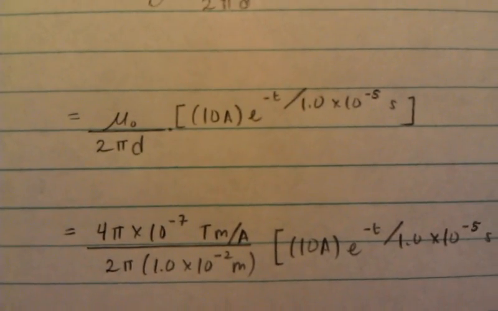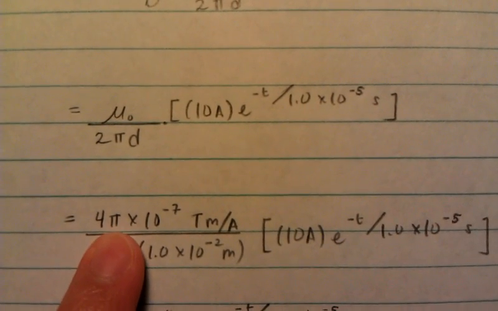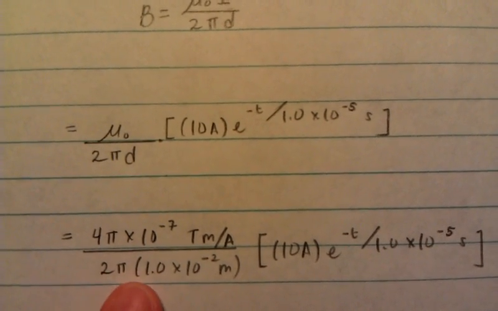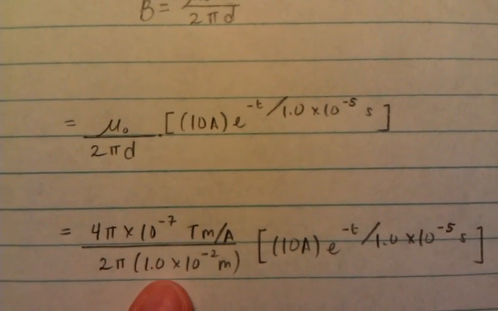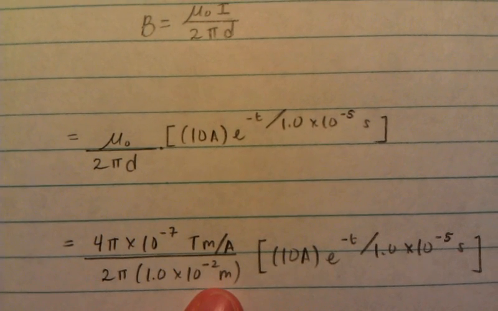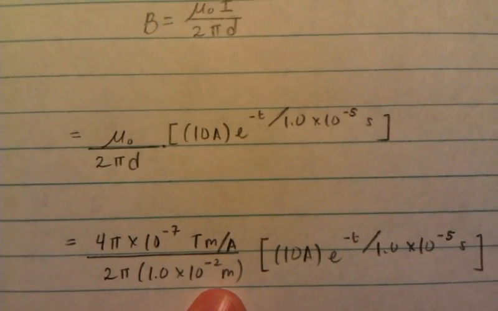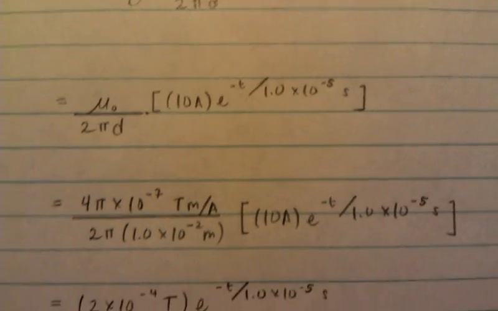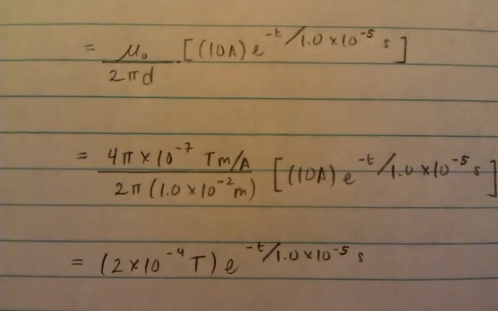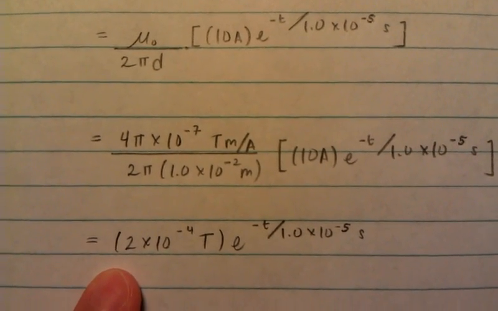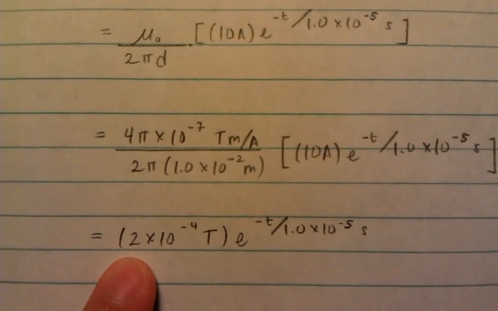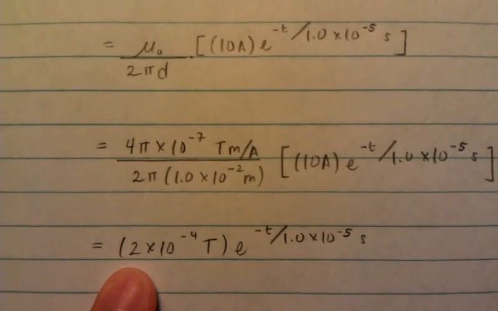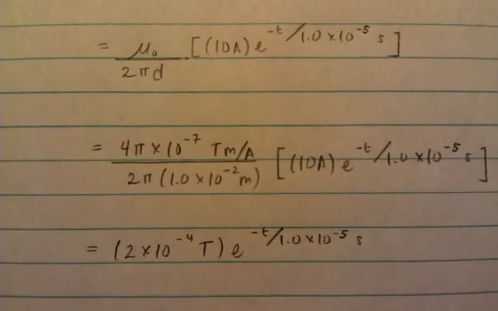And now plugging in known values, mu naught is 4 pi times 10 to the negative 7th over 2 pi, and distance is 1 times 10 to the negative 2 meters, which was the 1 centimeter converted to meters, and this is I that we found earlier, and that'll yield our general equation for the graph that we'll be generating, and it's 2 times 10 to the negative 4 Tesla times e to the negative t over 1 times 10 to the negative 5 seconds.